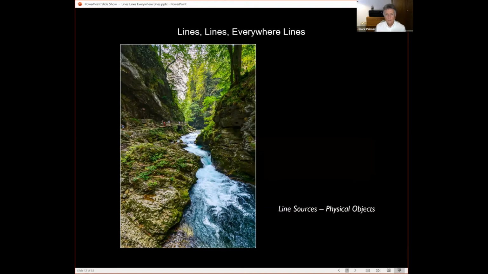And here, a river and its banks form these curved graphical lines in our composition that your viewers will enjoy viewing. So all of these are examples of physical objects that form the lines in the composition.